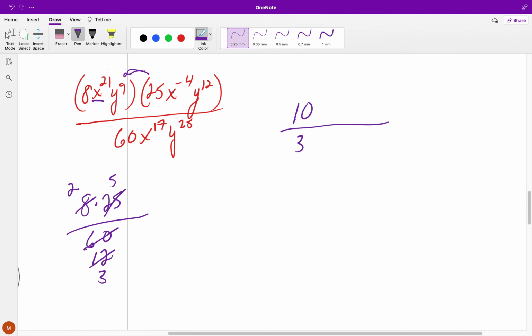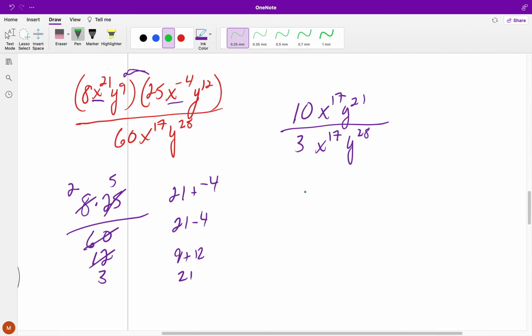Now, when I'm multiplying my x's, I add. So 21 plus negative 4 is the same as 21 minus 4. So it becomes x to the 17th. And 9 plus 12 is 21. So it becomes y to the 21 over top of x to the 17th and y to the 28th. Once again, I'm going to now simplify this because we're not done. I have multiple x's and multiple y's, so I need to make sure I'm applying all the rules.